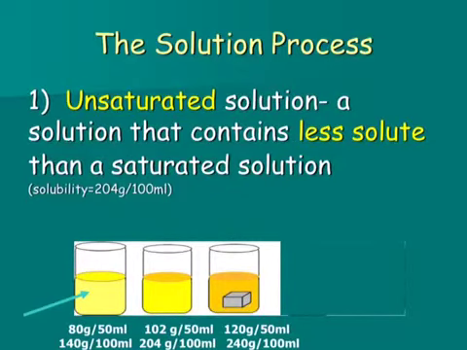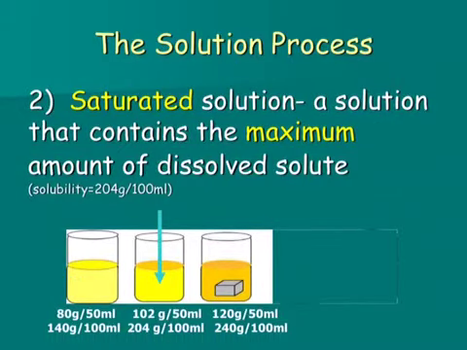So something is considered unsaturated. The word unsaturated to me means unfilled. So if it's unfilled, that means it can still hold more than what is currently in there. And so since it had less than its maximum, we call it unsaturated. When it has dissolved its maximum amount, we call that solution a saturated solution. It's filled. A sponge, when it's full of water, it's called saturated.